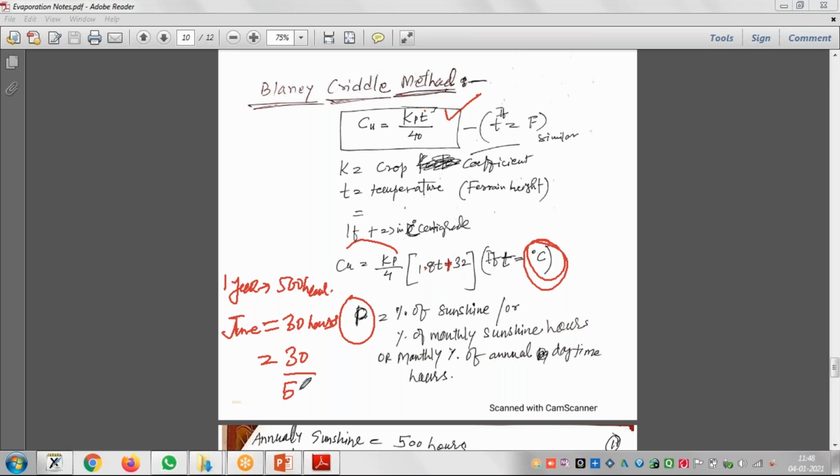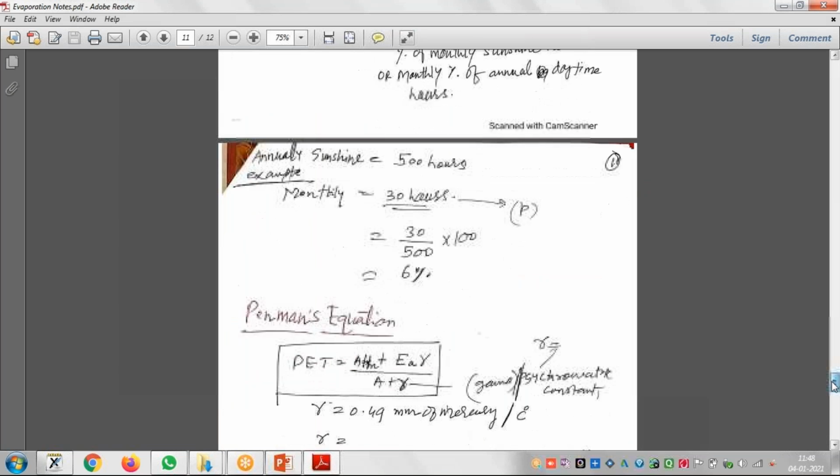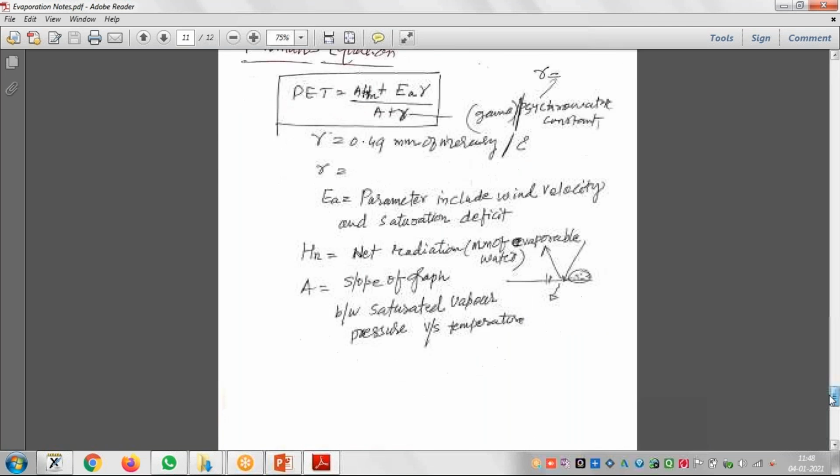30 divided by the whole year 500, multiplied by 100. So we will get this value, which is 6. So this 6% is the percentage of sunshine, or monthly percentage. I think it is clear to you. The same example is given here. Now there is another method.